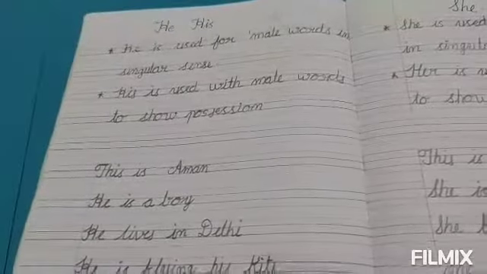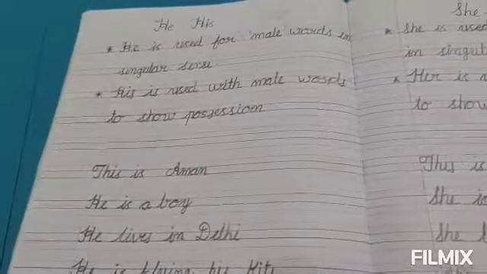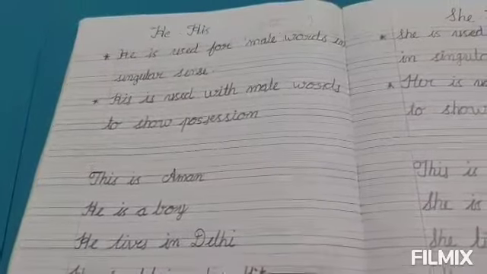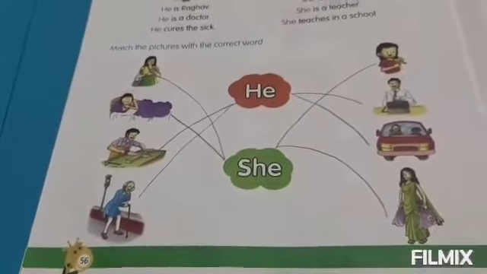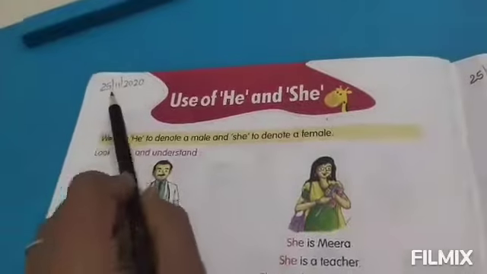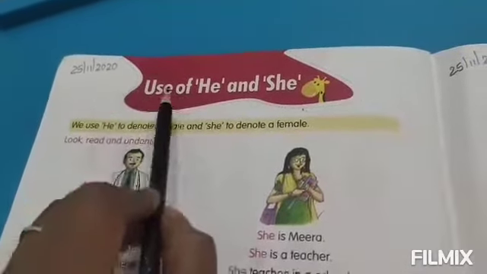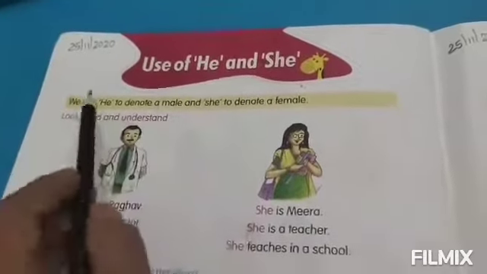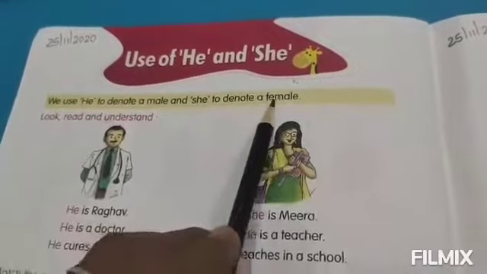Now open your English Phonics A workbook and take out your pencil. Open page number 56 from the Phonics English Primer A workbook. Write the date here, 25 November 2020. Use of he and she. We use he to denote a male and she to denote a female.